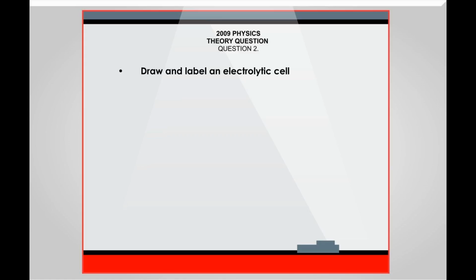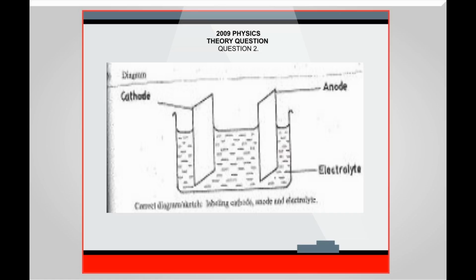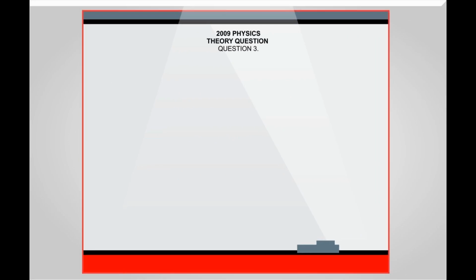Draw and label an electrolytic cell. You can see the diagram on your screen. Correct diagram/sketch labeling cathode, anode, and electrolyte.